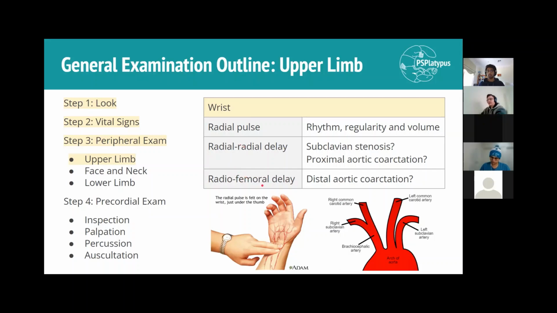Radiofemoral delay is where you check the radial pulse in the wrist and then the femoral pulse in the femoral triangle. And the reason why this could happen is potentially a distal aortic coarctation. So once you've gone past the subclavian arteries, if you go down here, if you've got stenosis happening or coarctation, then you will have good perfusion to both sides for the radial pulses, but not good perfusion going down to the lower limbs. So think back to the anatomy, and some of the reasons why these delays can happen might make a bit more sense.